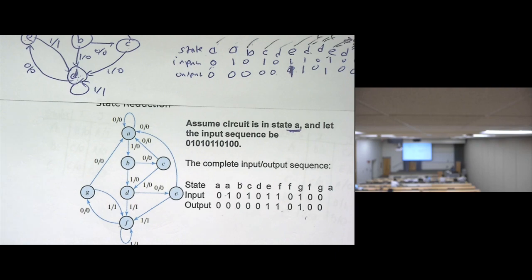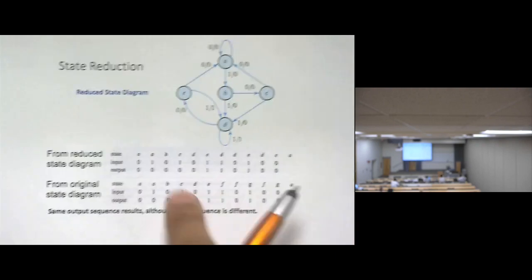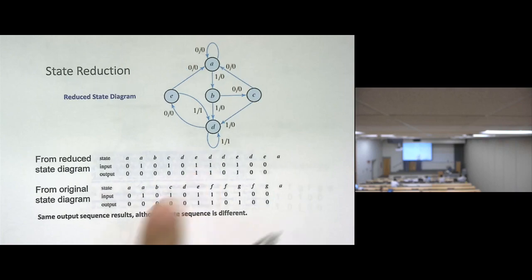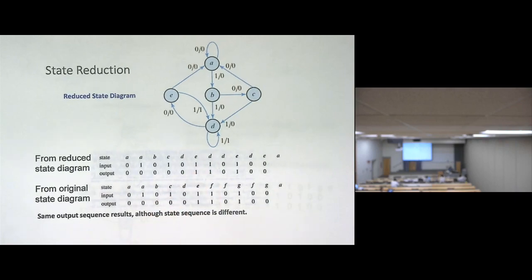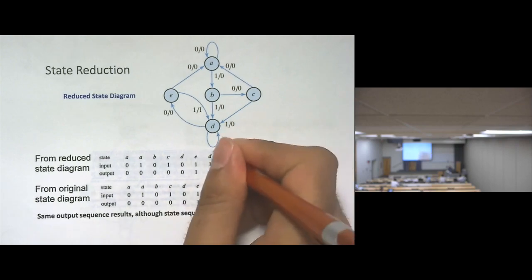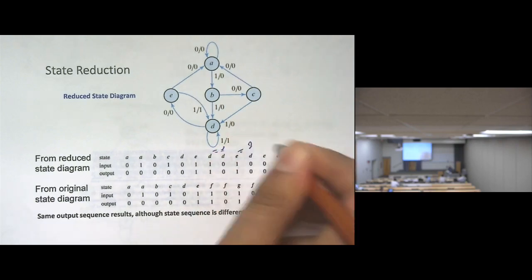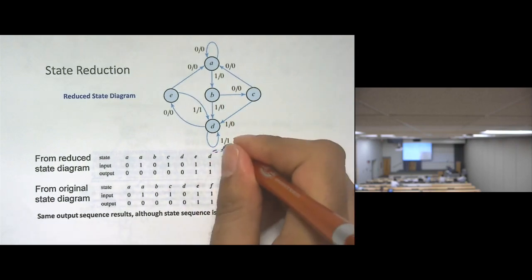Okay, any questions? So this table summarizes what I talked about. Again, we get the same output sequence, even though the state sequence can sometimes be different because we replace D by F and E by G. Okay?